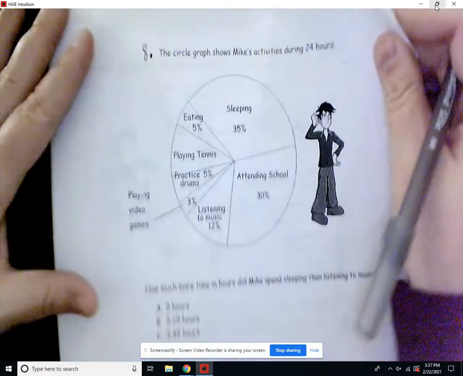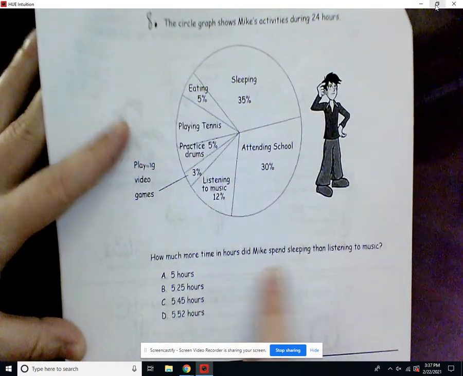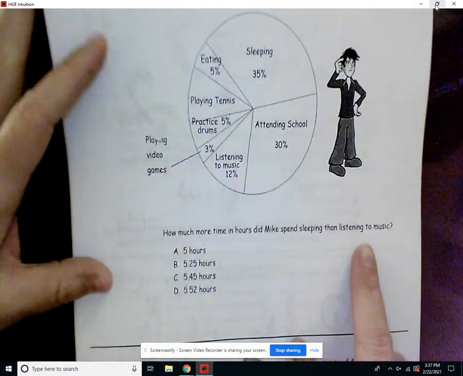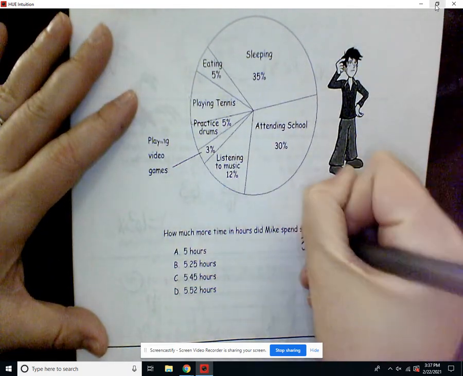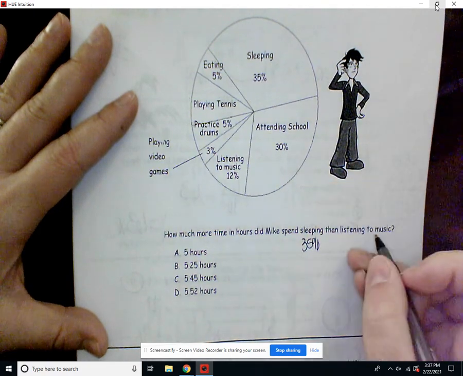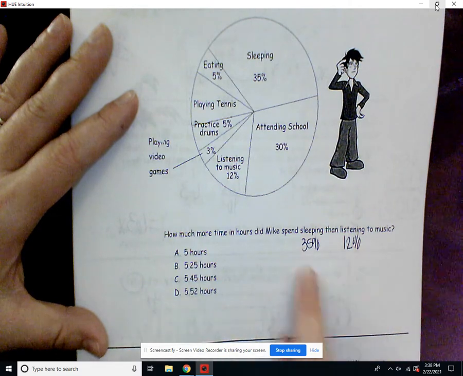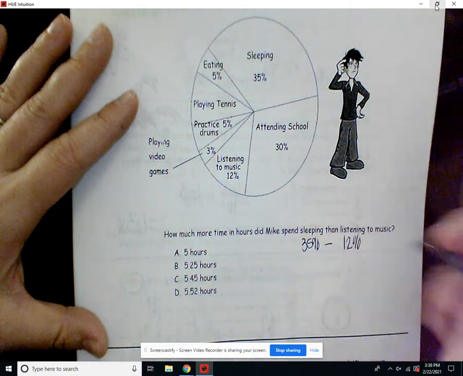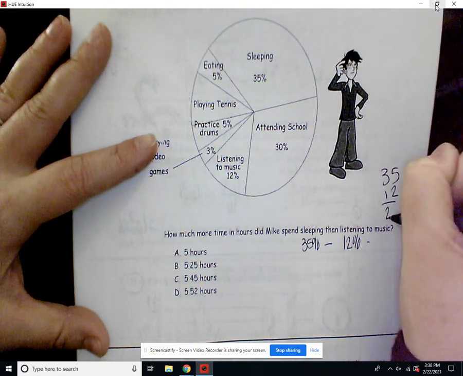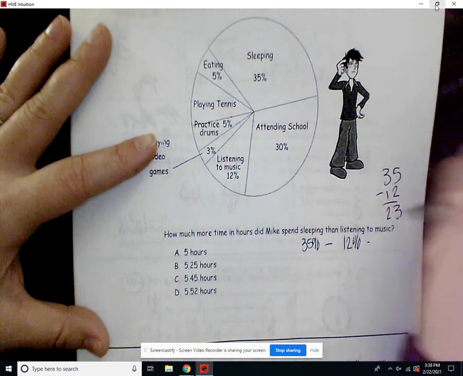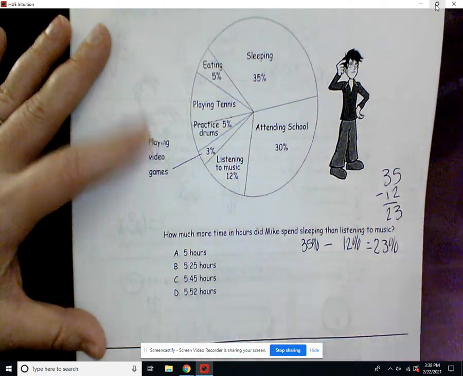So the circle graph shows Mike's activities during 24 hours. How much more time did Mike spend sleeping than listening to music? So sleeping is 35%. Listening to music is 12%. So let's find out how much more this is. So 35 minus 12 is 23%. That's not an answer, so we're looking for hours.